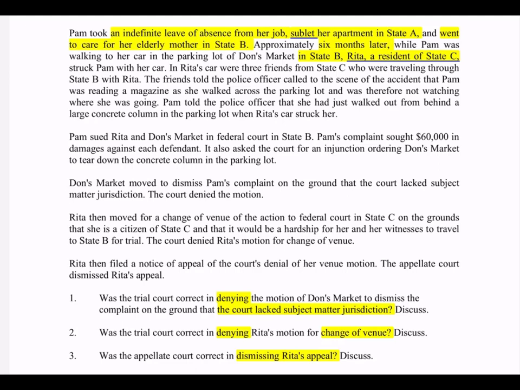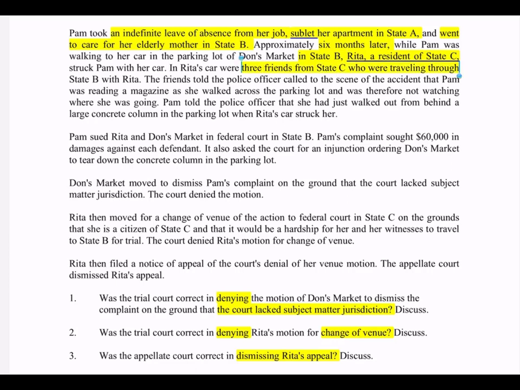That's what I would find, because I don't want to write myself out of the answer right in call 1 by finding that there's no subject matter jurisdiction. If there's no subject matter jurisdiction, that's the end of the story, and that can't be the case. So they gave me more facts to argue that Pam is domiciled in A, Rita is C, Don's Market is B. So we have complete diversity of citizenship.